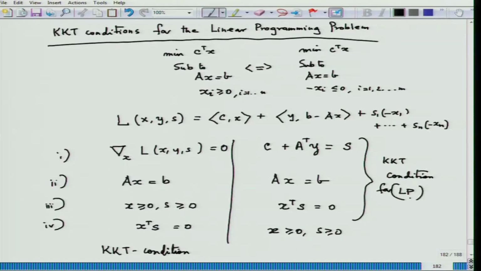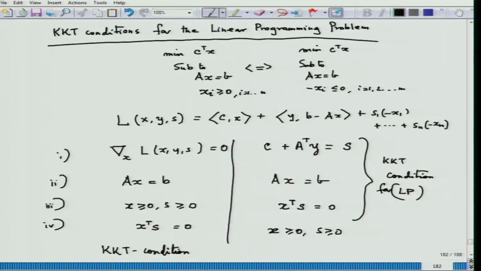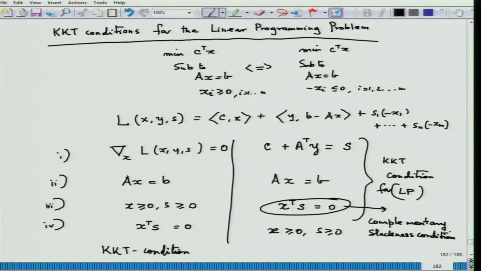But what is this KKT condition? What we have done is first written the dual feasibility, then the primal feasibility. The dual feasibility first line, primal feasibility, and we have this additional condition called the complementary slackness condition. Now, the very important thing is that this is the crux of everything, the complementary slackness condition. This is the link between the primal and the dual.